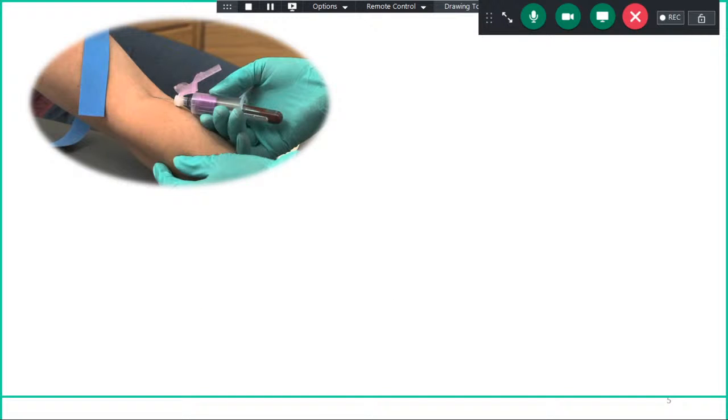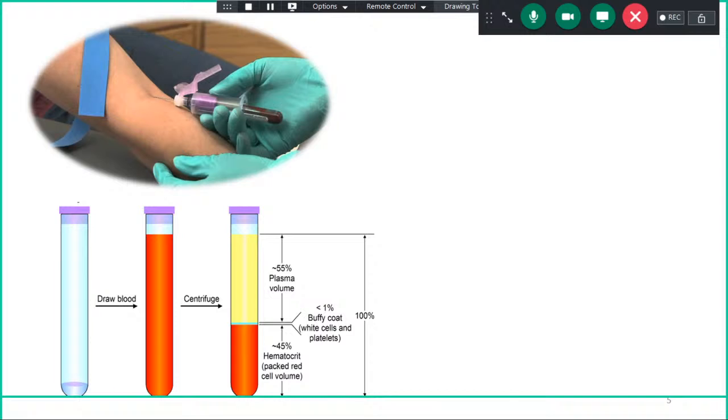So when we draw the whole blood and centrifuge it in the presence of anticoagulant at a high speed, we get 3 fractions. The topmost clear liquid is called plasma, and it is about 55%. Then the middle narrow band, whitish in color, is called the buffy coat, and it constitutes less than 1% of the total. And in the lower part we get 45% solid part, mostly composed of red blood cells, and it's called hematocrit.